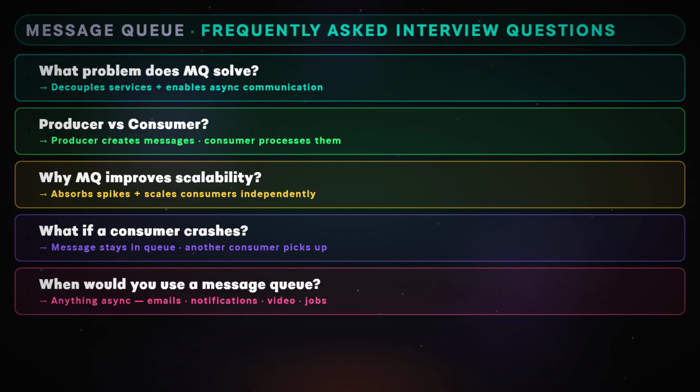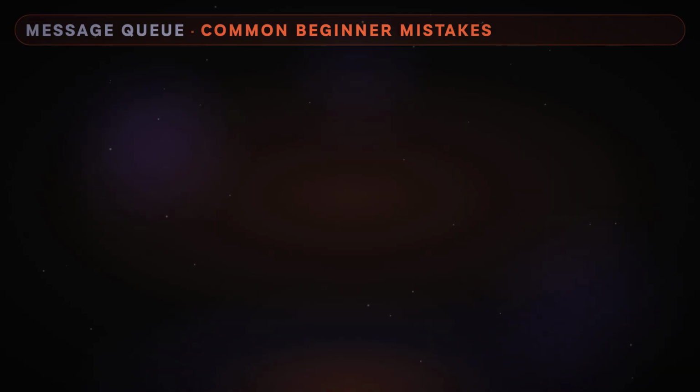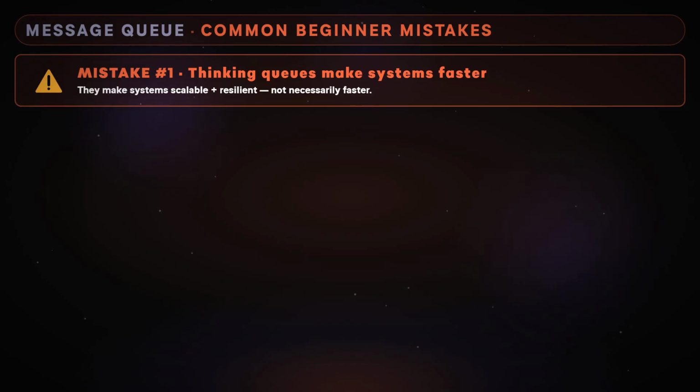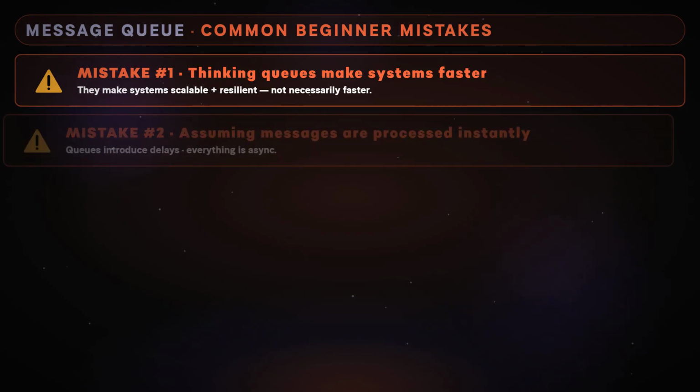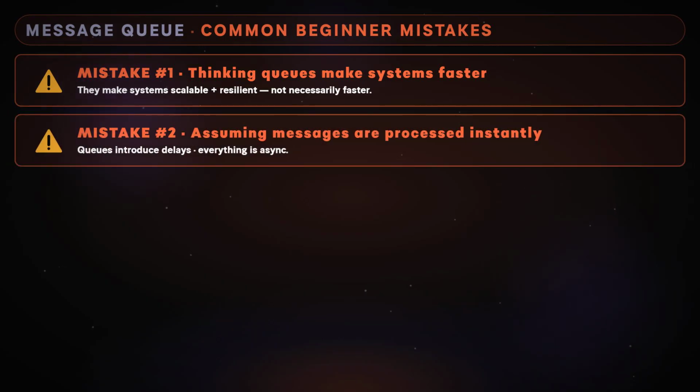Some of the very common beginner mistakes which developers make while implementing queue are: first mistake, thinking queues make system faster. Queues don't necessarily make processing faster. They make system more scalable and resilient. Mistake 2 is assuming messages are processed instantly. Queues introduce delays. Processing happens asynchronously.